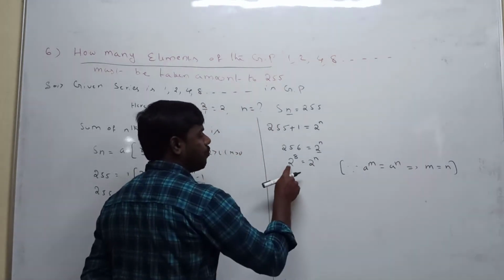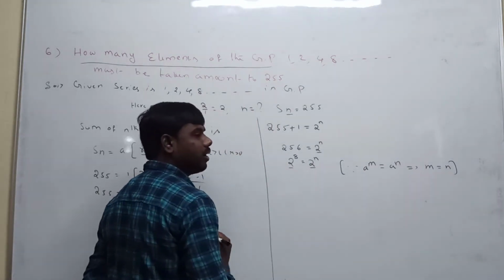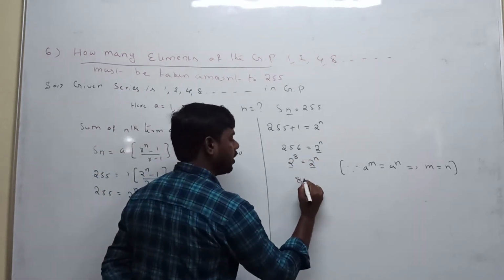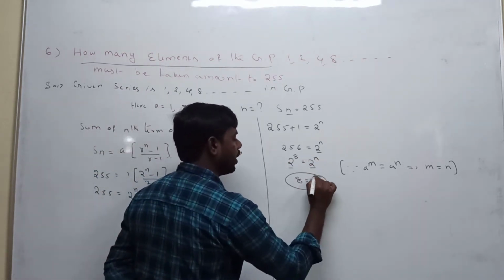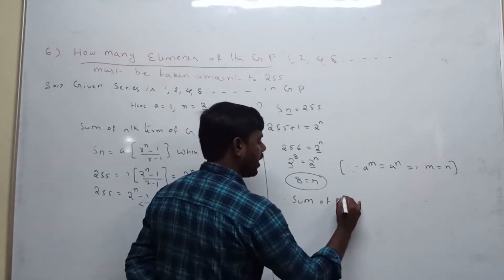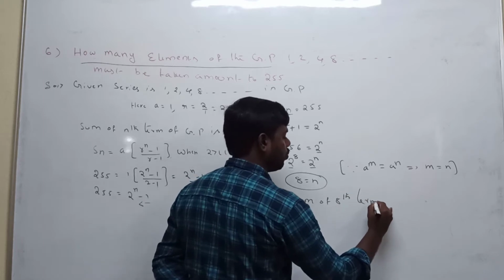Like that, whenever both the bases are equal, then the powers are equal. 8 is equal to n. So n is equal to 8. So finally we got the sum of 8 terms value is 255.